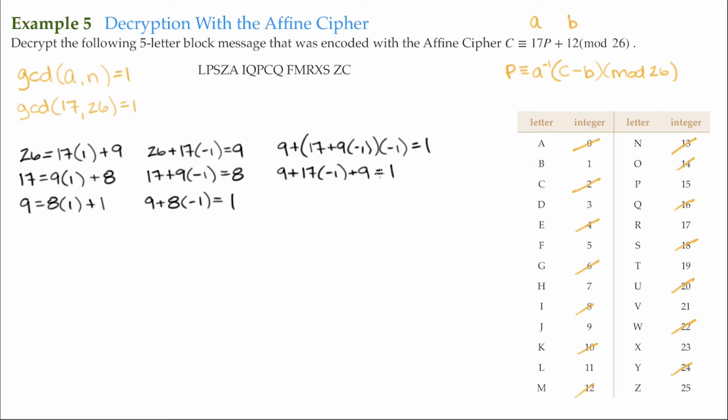We then gather up like terms. This becomes 17 times negative 1 plus 9 times 2, that's equal to 1. And notice that this expression here looks like this one here. So we continue. 17 times negative 1 plus 9. 9 equals 26 plus 17 times negative 1. And don't forget to tag on the 2.